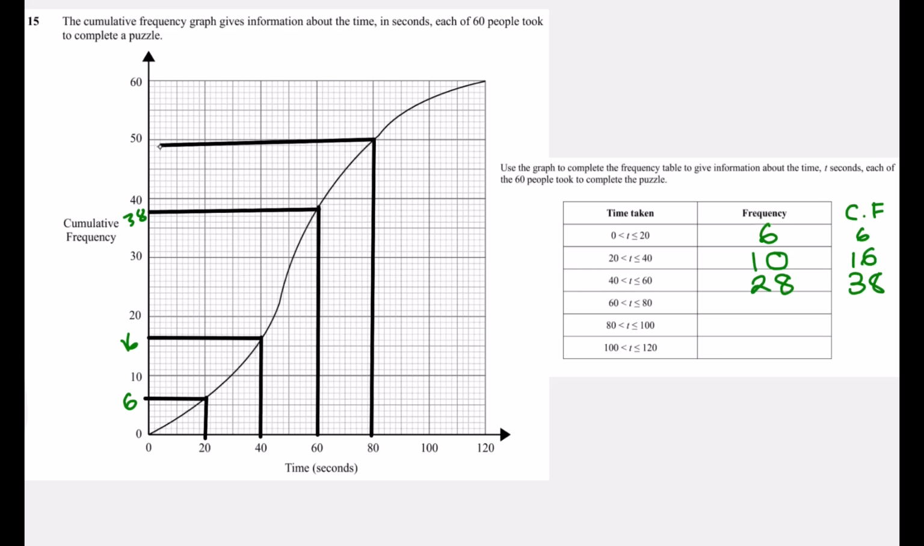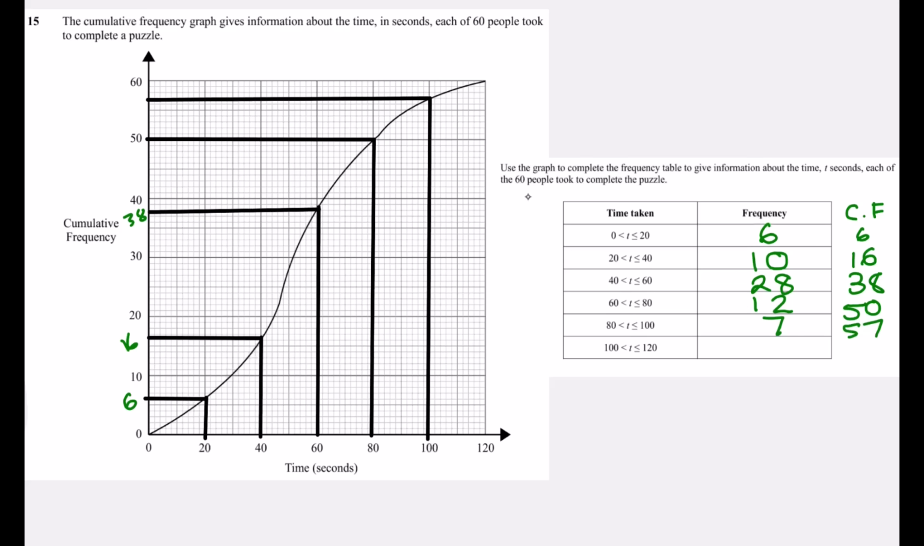Everything up to 80 is 50. So that's the difference of 12 this time. Everything up to 100 is 57. So that's 7 more. And everything up to 120 is 60. So that's 3 more. So when we have a cumulative frequency, we are adding up as we go along. So the cumulative frequency is everything up to that point.